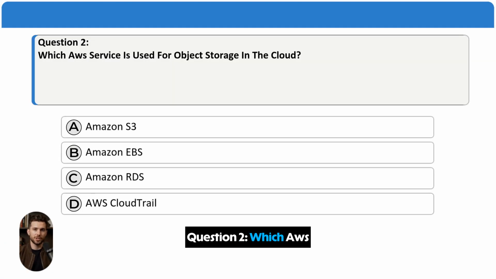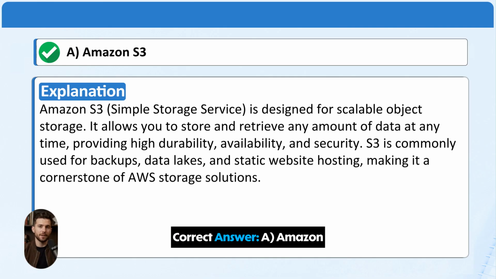Question 2. Which AWS service is used for object storage in the cloud? A. Amazon S3. B. Amazon EBS. C. Amazon RDS. D. AWS CloudTrail. Correct answer, A. Amazon S3.